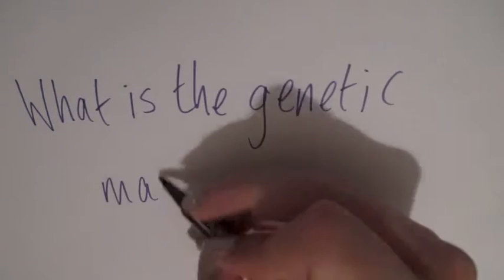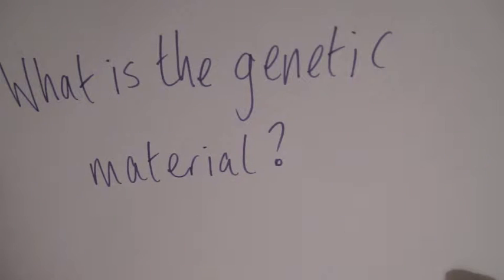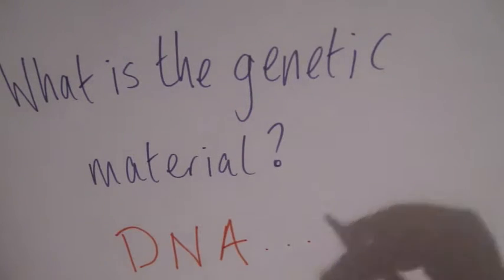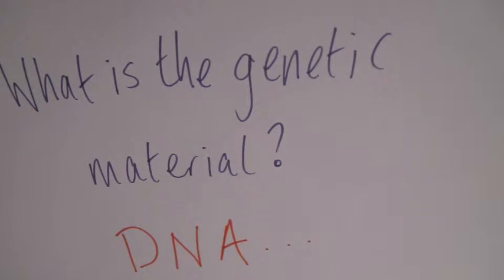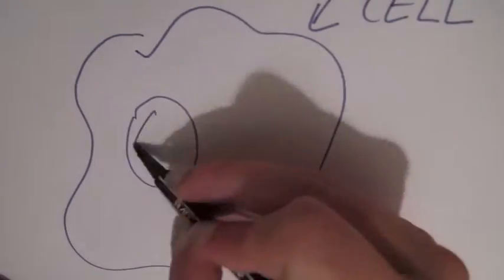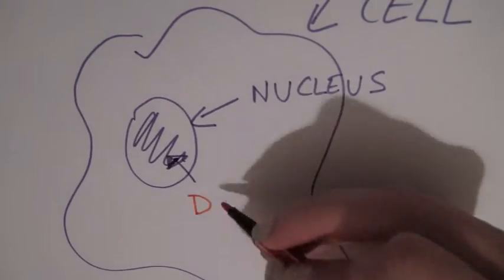What is the genetic material? It's DNA, or deoxyribonucleic acid. You find DNA inside every cell, inside the nucleus of the cell.